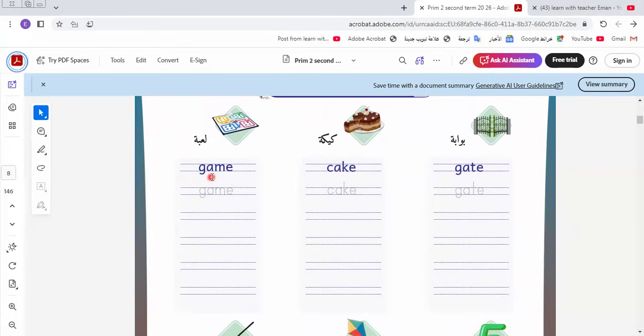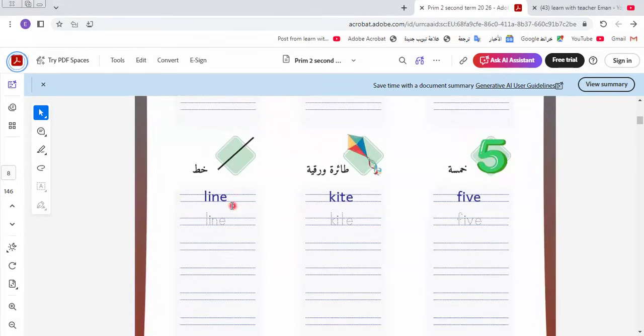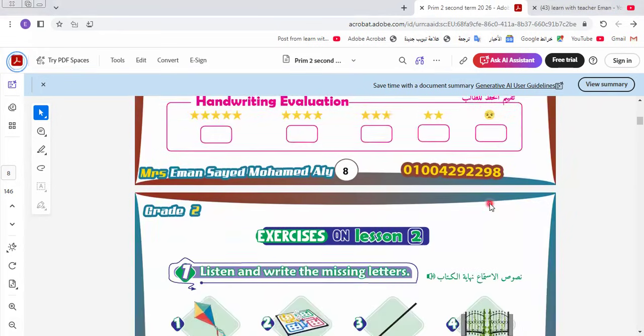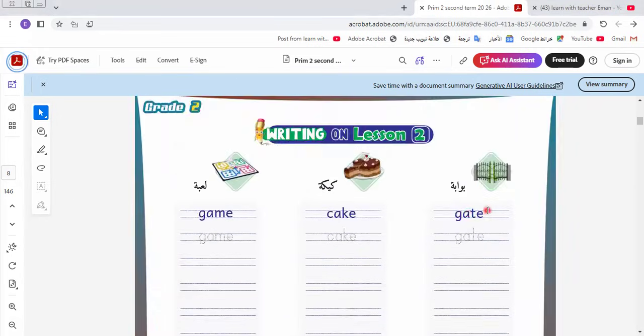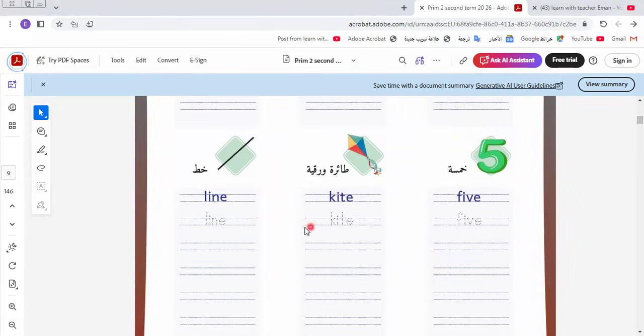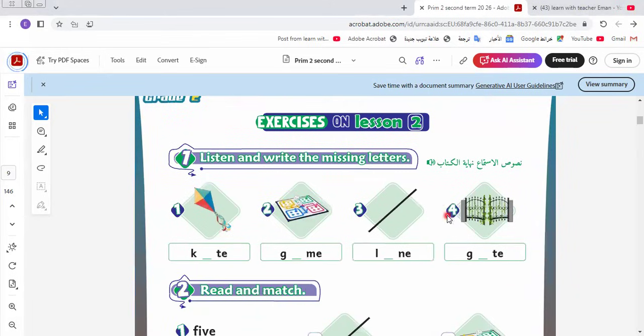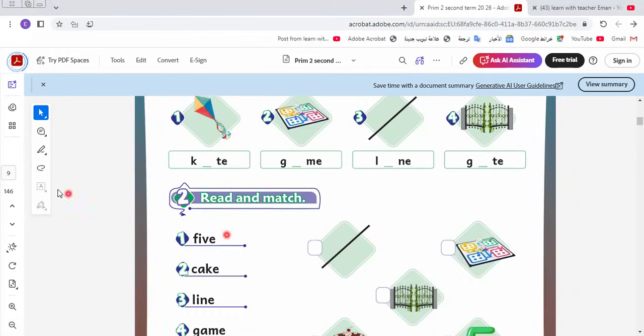Here we have game, cake, gate. Here we have lion, kite, 5. These are the words in this part: game, cake, gate, lion, kite, and 5. You must keep this vocab, and you must write it by yourself. Don't look at it, okay? Because it's important to keep the vocab. Here is kite and game. I will leave the other 2 words for you to do by yourself.